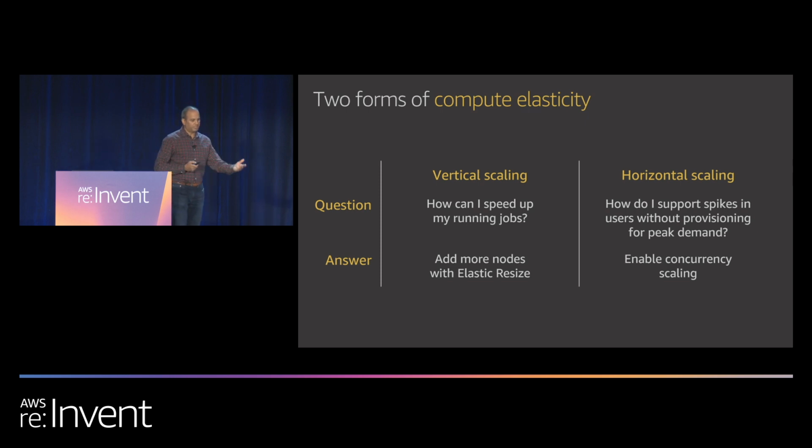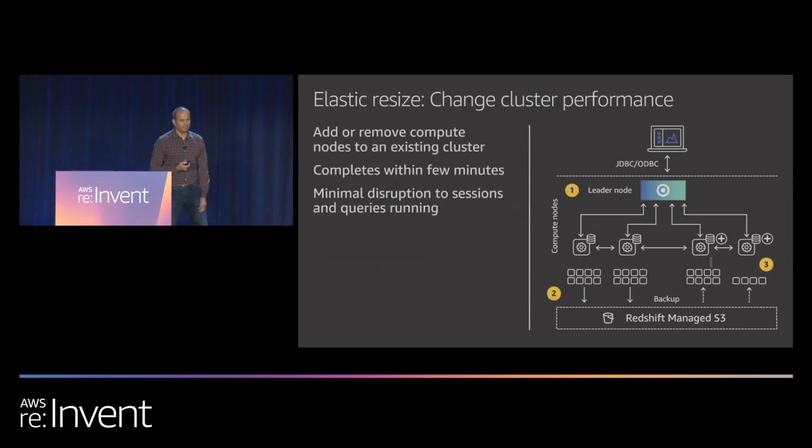So if you have a need for vertical scaling, what's the answer? The answer is elastic resize. If you want to change your current cluster's performance, for example, we have a customer that gets a predictable ETL job every Wednesday, and they know that job is very complex, and they want to process it in half the time. So every Wednesday afternoon, they double the size of their cluster, and then they reduce the size back to normal, and they process their job quicker. So that's one way you can make your jobs run faster.